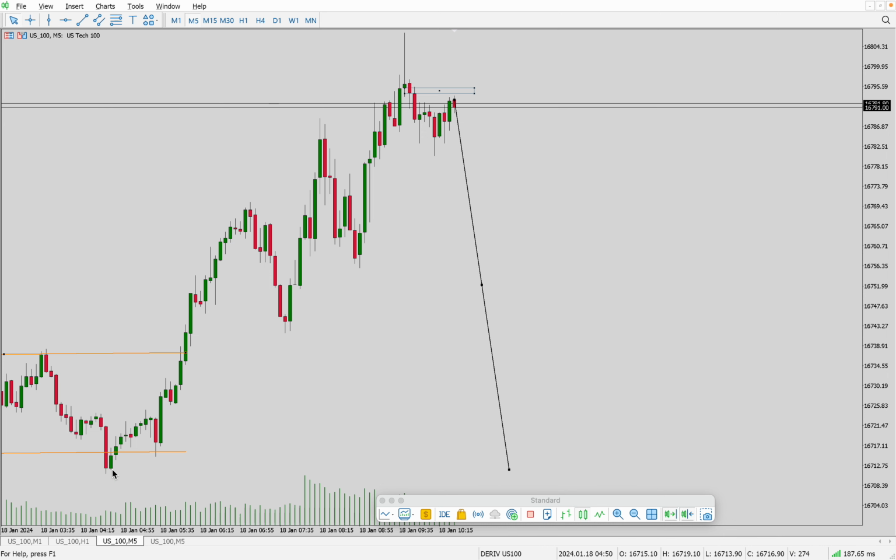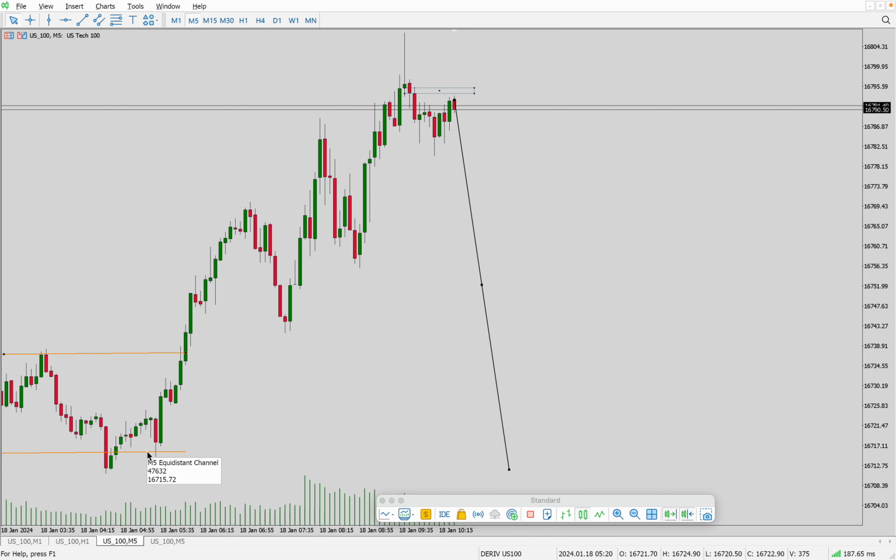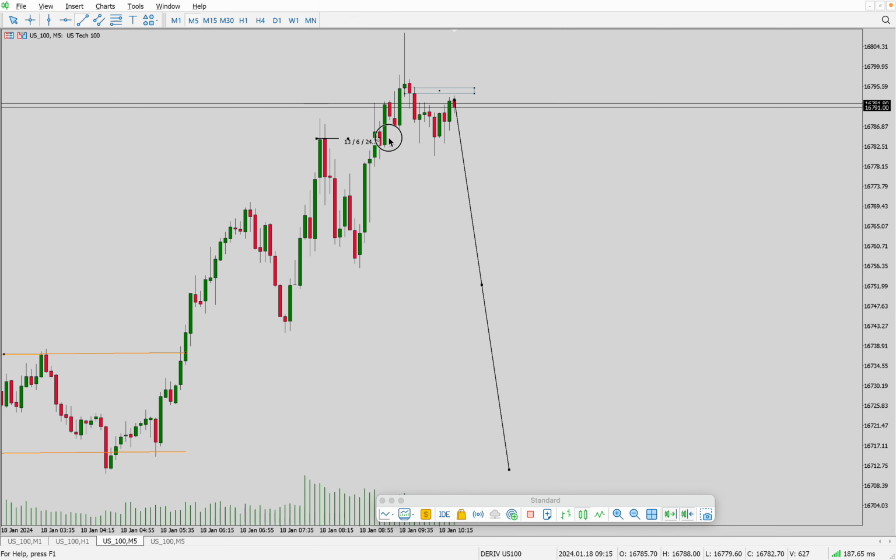Why am I aiming for the utmost low? That's because that's where sell side liquidity is resting, beneath the swing low. Buy side is now resting above that swing high. Sell side is resting beneath the swing low. Alright, so the model is tradable downwards because price is trading above the buy side liquidity from this previous high over here.